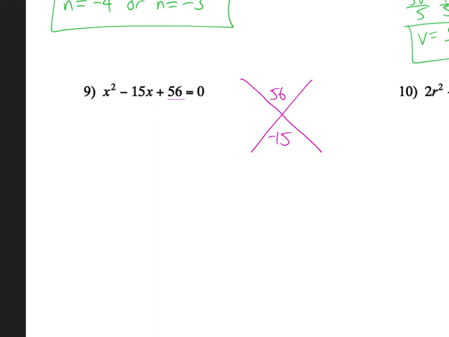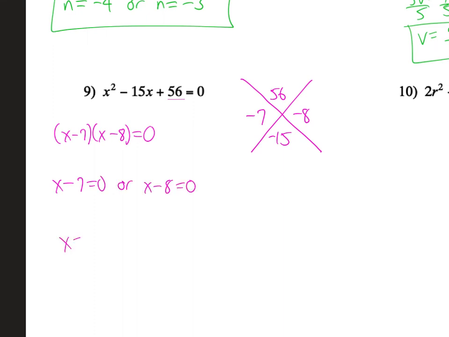All right, should be negative 7 and negative 8. So it's going to be x minus 7 times x minus 8 equals 0. Set each part equal to 0 now. X minus 7 equals 0, or x minus 8 equals 0. So x is going to equal, add 7 to both sides, we're going to get 7, or x equals 8. And there's our answer.